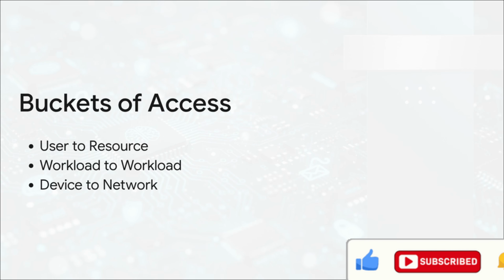First, you have user to resource. This is your typical remote worker scenario, replacing those clunky old VPNs. Second, workload to workload, making sure an app service only talks to the specific database it needs to. And third, device to network. Now this is the hardest one. How do you secure headless IoT sensors or factory floor operational tech where you can't just install a security agent? The network itself actually has to step up and act as the enforcer.